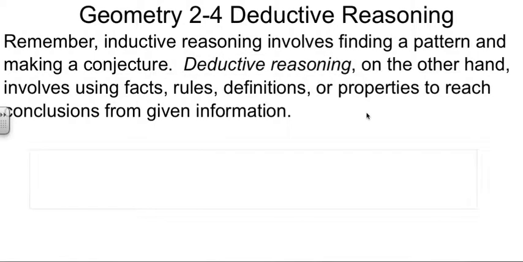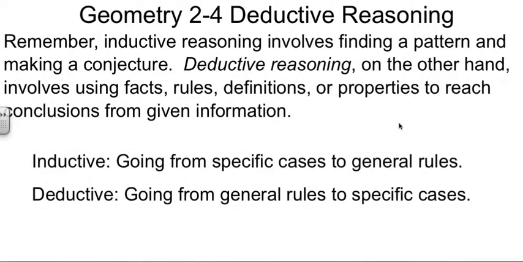Deductive reasoning, on the other hand, is using facts, rules, definitions, or properties to reach conclusions from given information. So you're using general things that you know to make specific conclusions. And that's the big distinction between the two.